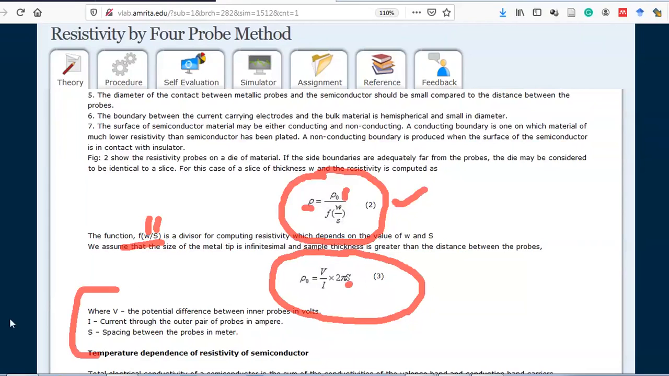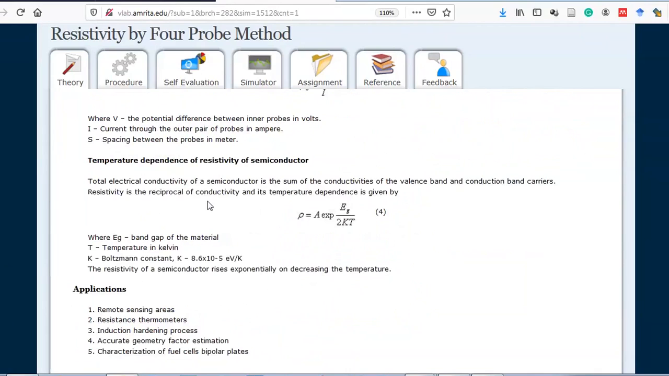Now let's come down again. They have given that there is one more thing you need to find out in this experiment, that is the temperature dependence of the resistivity of semiconductor. Though the process has this name, what you have to do in this is find out the energy band gap of the semiconductor material. So you look at this formula. This formula relates the resistivity to the energy band gap. So you modify it, simplify it, and you can find out the value of energy band gap.